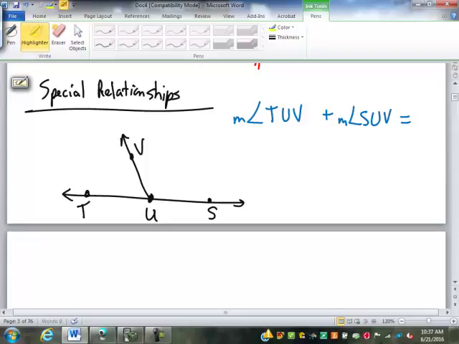Well, this across here is a straight line. And how many degrees is a straight line? 180. Very good. So we know those add up to 180 degrees. When two angles combine to make a straight line, it's what we call supplementary angles.